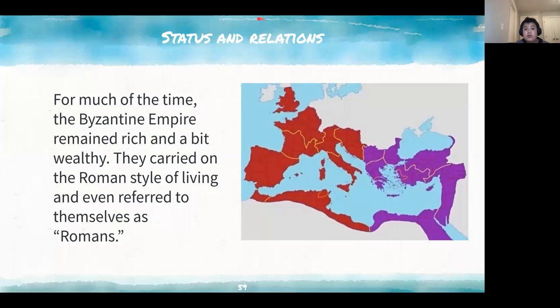Okay. The status and the relations. For much of the time, the Byzantine carried on the Roman culture. They were still really rich and wealthy. They carried out the Roman style of living and still referred to themselves as Rome. As you can see on this map, this is a map of Rome. But after the red became different countries and destroyed itself, the purple remained its own empire called the Eastern Roman Empire, but was later called the Byzantine Empire, sorry. Does anyone have any questions? Okay, seeing that there's none, I'll be moving on.